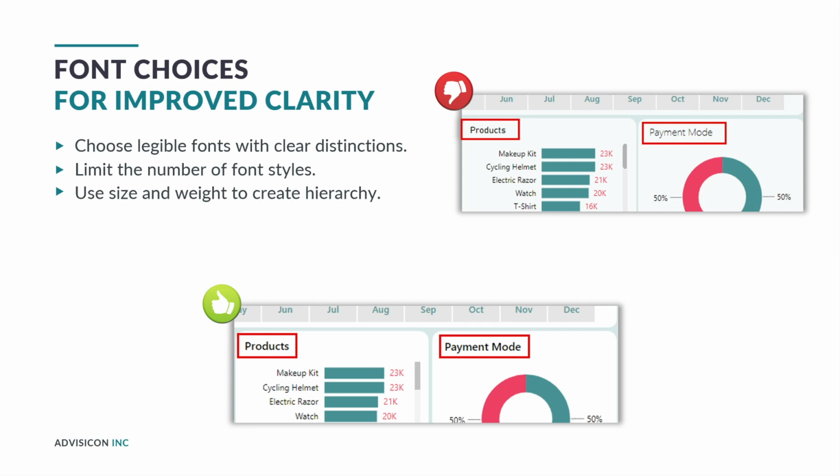For example, for key figures like total selling value or profit percentage, use a larger and bolder font to draw attention. For supporting text or the labels, use a smaller and lighter font to maintain visual balance. By carefully selecting and using fonts, you can improve the readability and overall design of your dashboard, making it easier for users to find and interpret the information.